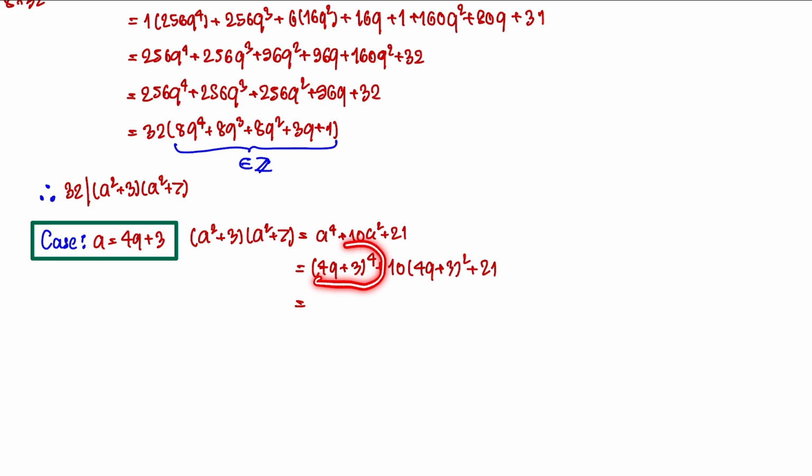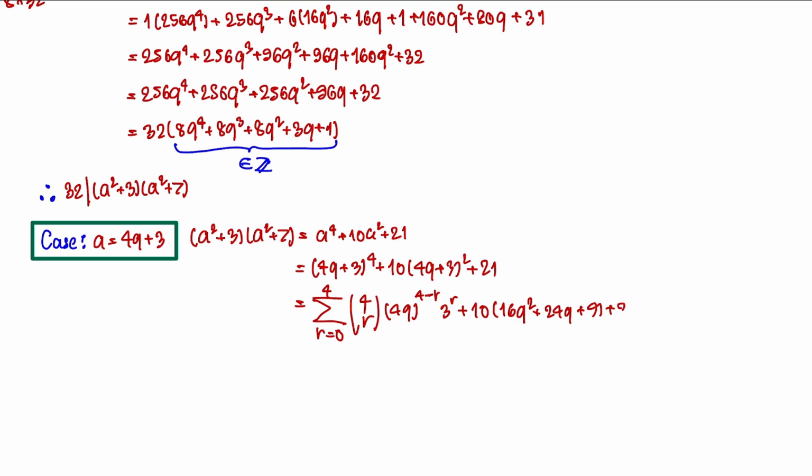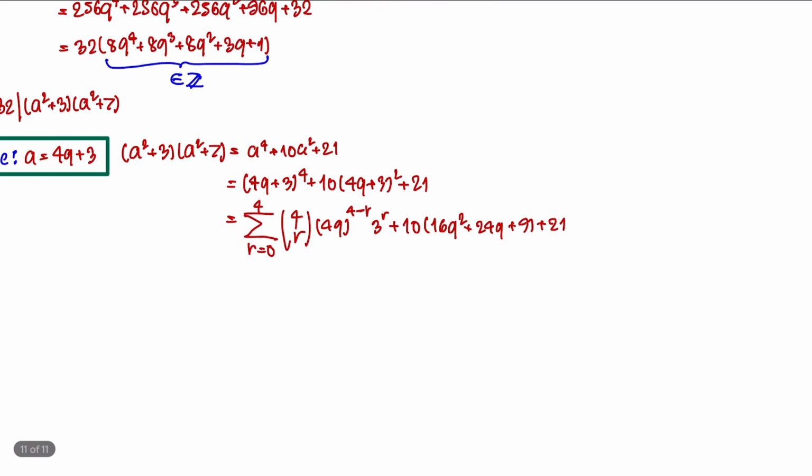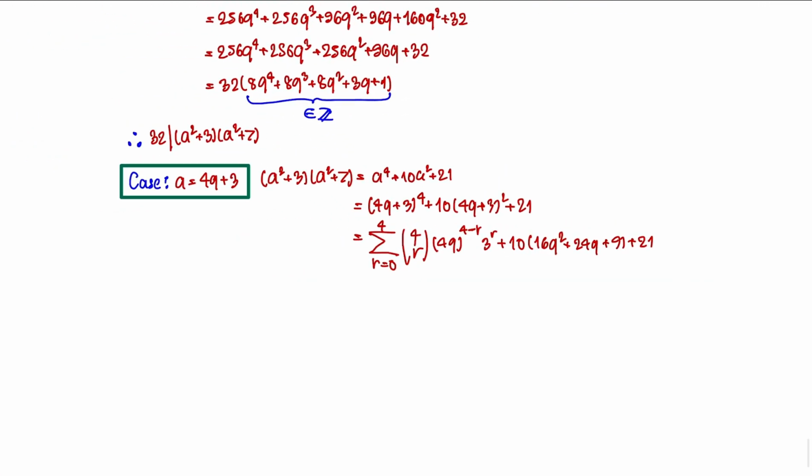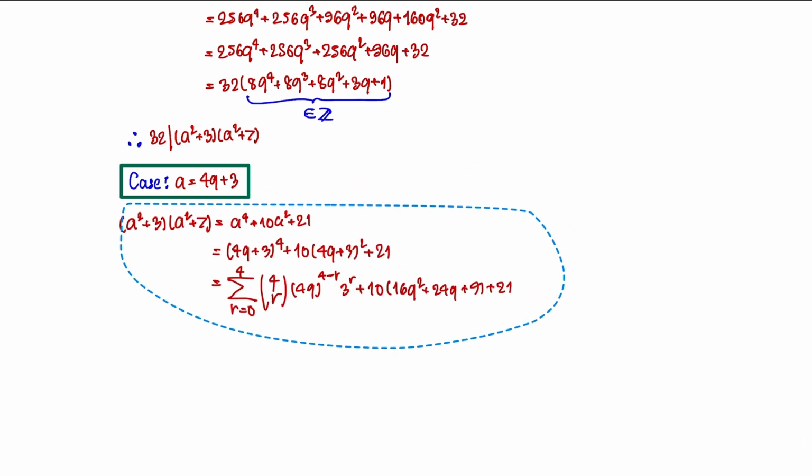And then we use binomial expansion to deal with this term, right? So we have the summation of r equal to 0 to 3, 4 choose r, (4q)^(4−r), 3^r, plus 10 times the expansion of this term, so you're going to have 16q² + 24q + 9, plus 21. Now try to expand this term. Let me move this one to the left side here.